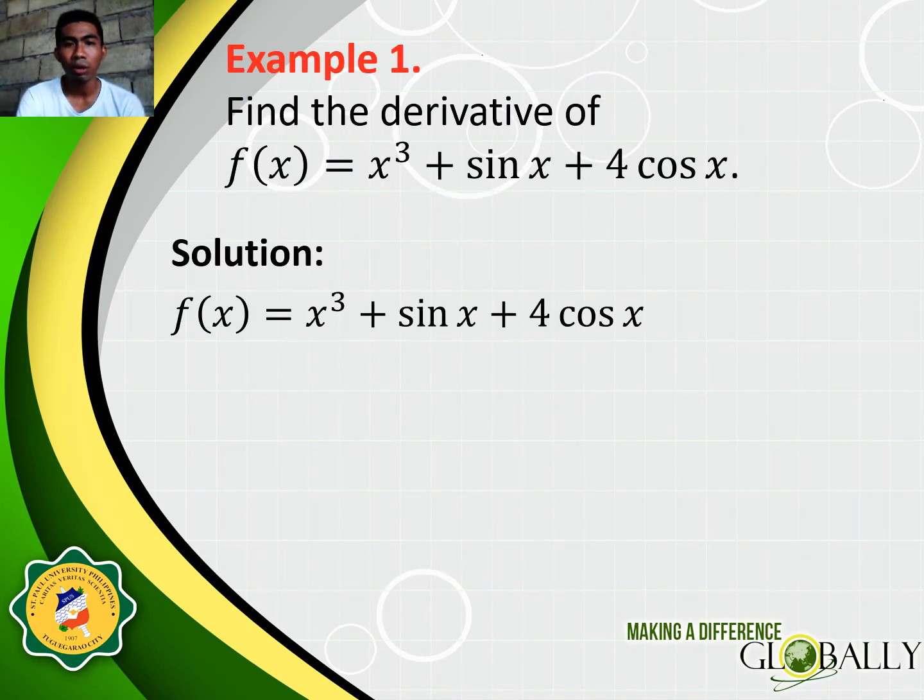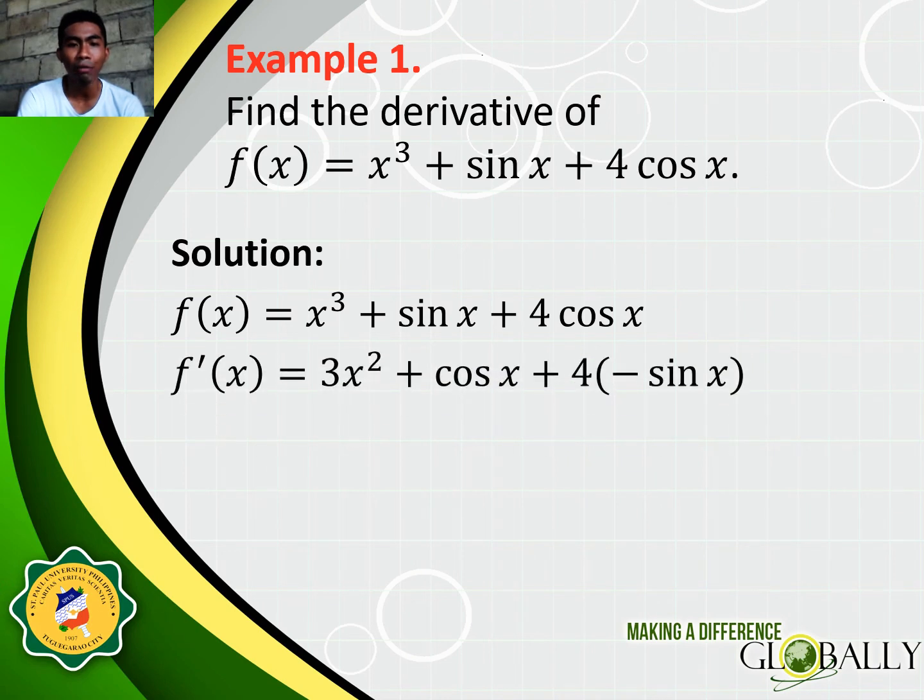Let's consider example number 1. Find the derivative of the function f of x equals x cubed plus sine x plus 4 cosine x. So here is the solution. Copy the given function f of x. Then we have this symbol, the first derivative of the function f of x, or the f prime of x, is equal to 3x squared.